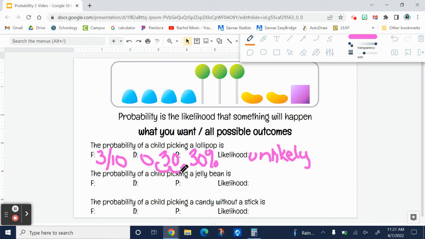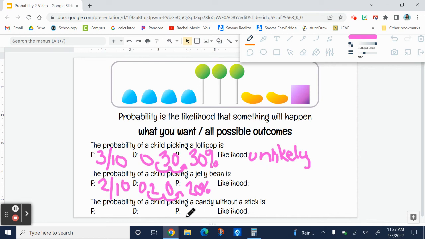All right, now what is the probability of a child picking a jelly bean? There are 2 out of 10 jelly beans. So if we do 2 divided by 10, we get 2/10. Then you either multiply by 100 or move the decimal 2 to the right. We would have to add a 0, and so it would be 20%. Again, the likelihood of that happening is also unlikely.